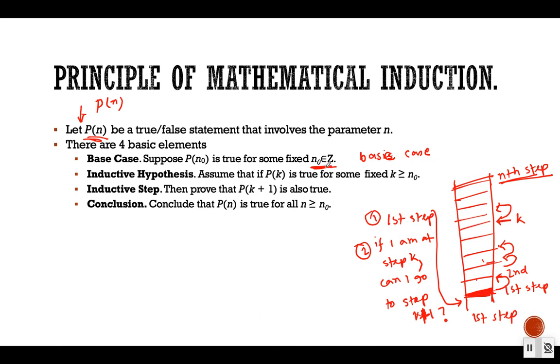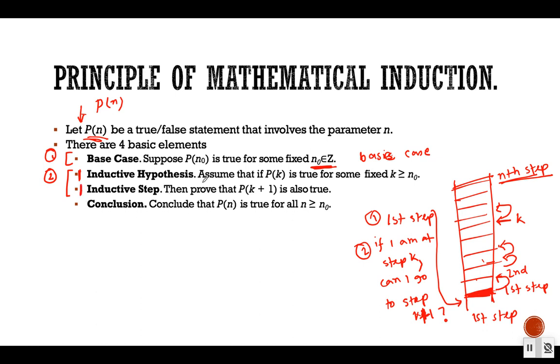Okay, for some fixed value n naught, where n naught belongs to Z, some positive integer. So that will be our base case, and then there is going to be another step known as the inductive step. Okay, in the inductive step there are also two things: one is the hypothesis and another is the induction.